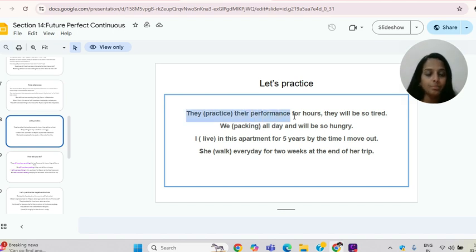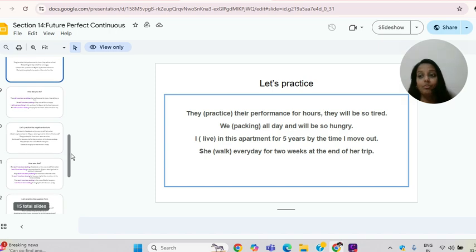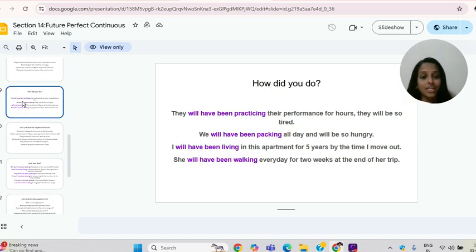They practice their performance for hours. They will be so tired. We pack all day and will be so hungry. I live in this apartment for 5 years. By the time I move out, she walked every day for 2 weeks at the end of her trip. I know you will crack it very easily. When you're done, you can move on to our next slide.